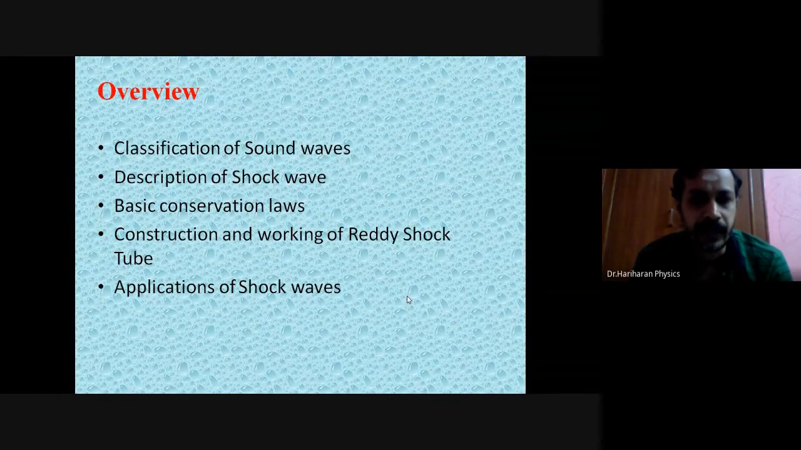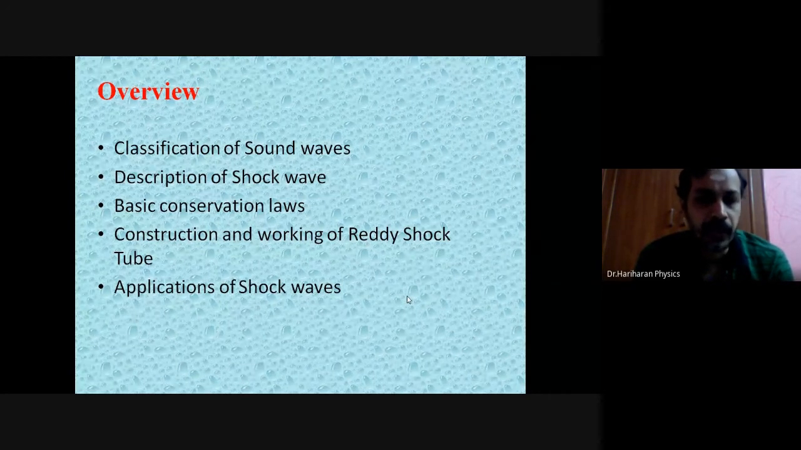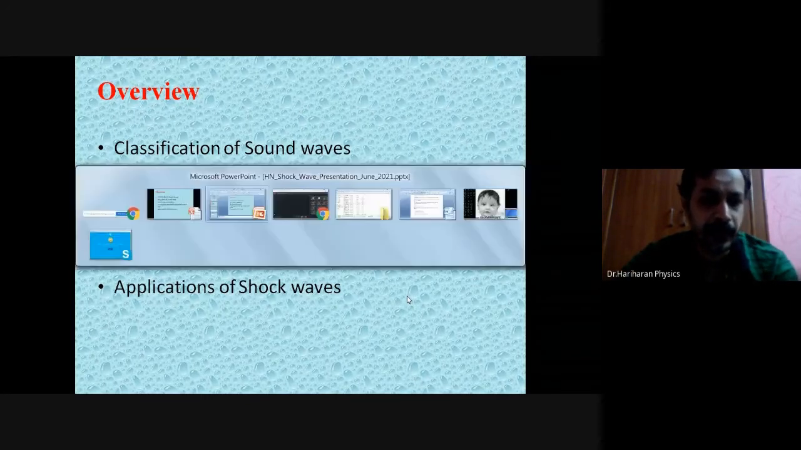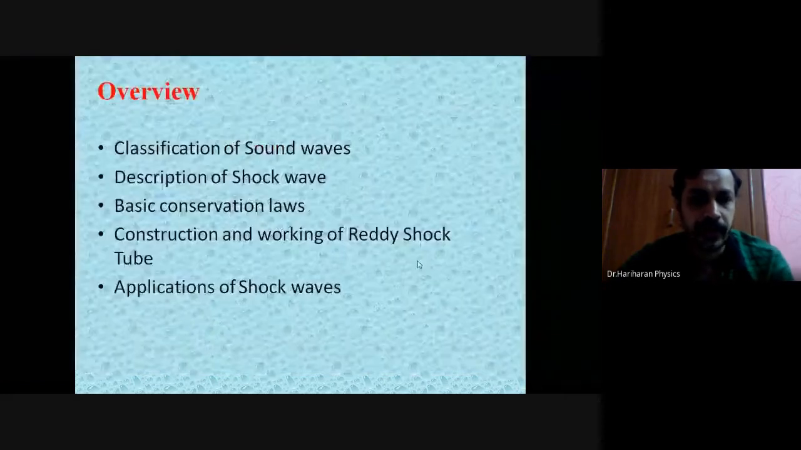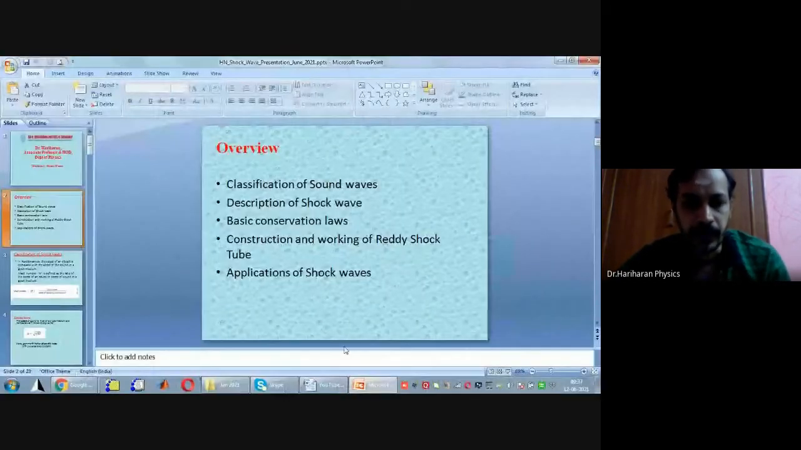Then we will give the description of a shock wave. Then we'll discuss the basic conservation laws. Then we'll look at a few applications of shock waves, construction and working of the Reddy shock tube. We will do it in the next class. So therefore, shall we get started?